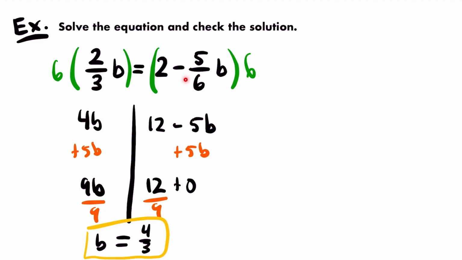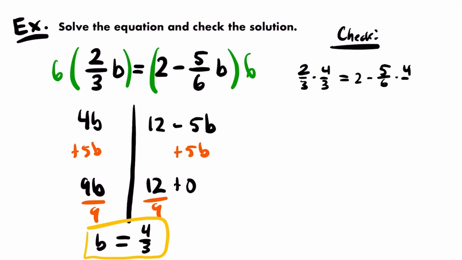Let's plug it back into our original equation and see what we get. Let's see if we get a true statement confirming that our solution is correct. We'll have 2/3 times b, and then that will be equal to 2 minus 5/6 b, where b is 4/3. All right, so 2/3 times 4/3 is equal to 2 minus 5/6 times 4/3. All right, now 2 times 4 is 8, 3 times 3 is 9, so we get 8/9 is equal to 2 minus 5 times 4 is 20, 6 times 3 is 18, so we have 20 divided by 18, and then 20 divided by 18 can be reduced.